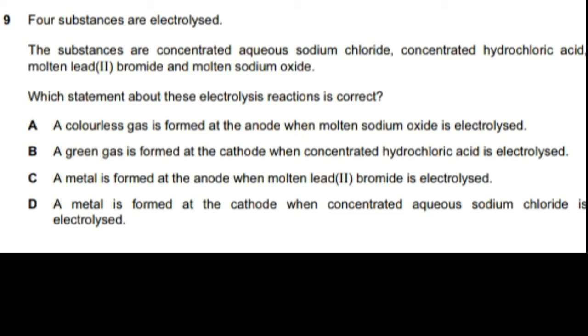So you have four different statements, and you have to find the correct statement. I told you already: hydrogen is a colorless gas, oxygen is a colorless gas, chlorine is a yellow-green gas, bromine is a red-brown gas. So the correct statement is that a colorless gas is formed at the anode when molten sodium oxide is electrolyzed. Sodium forms at the cathode, oxygen forms at the anode, and oxygen is a colorless gas. So the correct answer: colorless gas formed at the anode. That is oxygen formed at the anode. Okay.